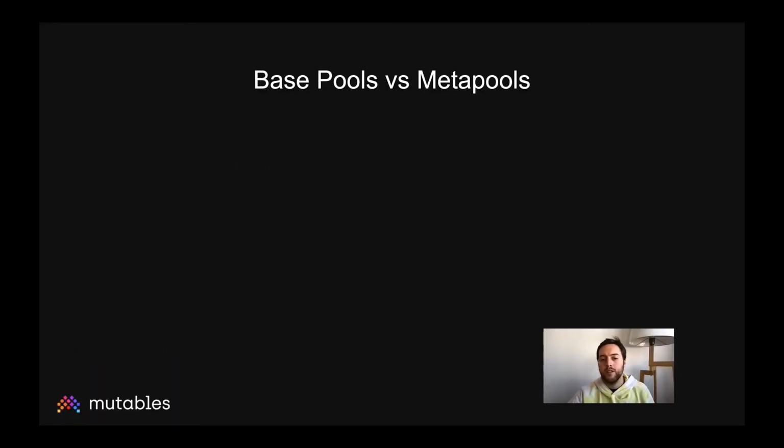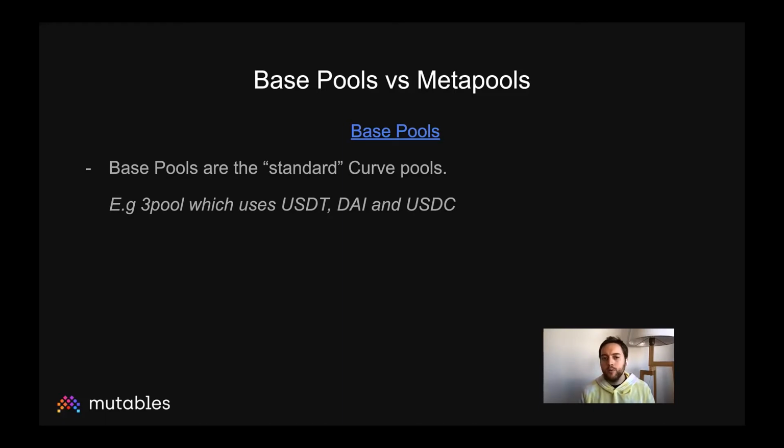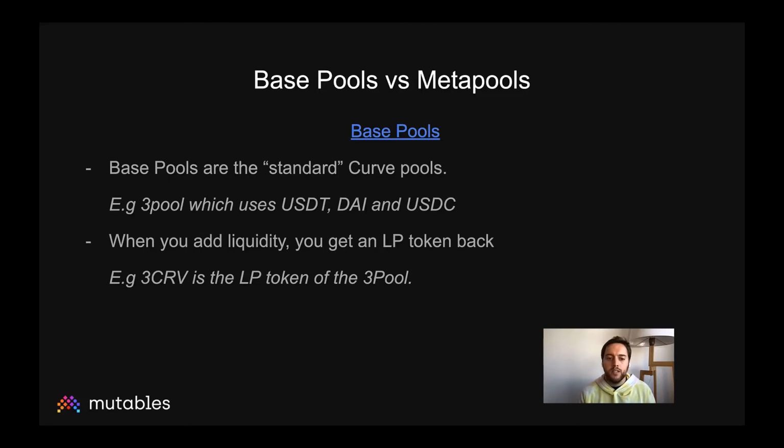But before going into this, let's introduce the concept of base pools and meta pools from Curve. There are two kinds of pools that you can have on Curve: the base pools and the meta pools. The base pools are the normal or the standard Curve pools. For instance, the 3 pool is one of the most popular ones, which uses USDT, DAI and USDC. When you add liquidity, you get an LP token back, like the 3CRV LP token. These pools can only be deployed by Curve, so you have to partner with them and do the due diligence and audits and all that, and then they will be deploying it for you.